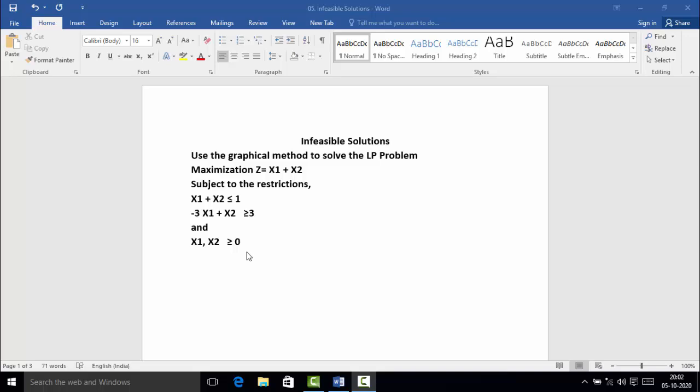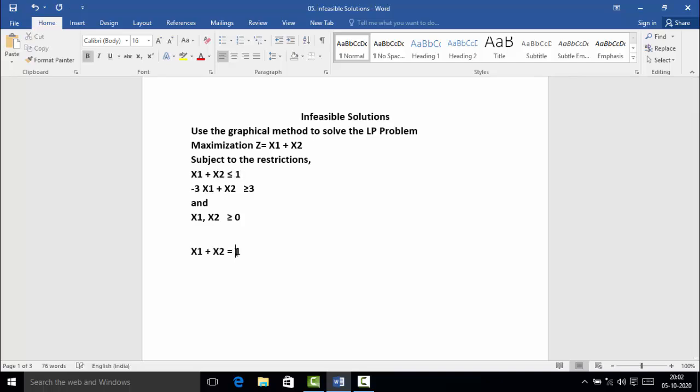Now for that purpose, first of all, convert the constraint into the equation and find out the 2 points from each equation in order to draw the line on the graph. Now the first constraint is x1 plus x2 less than or equal to 1. Now we will convert this constraint into the equation. Therefore the first equation is x1 plus x2 is equal to 1.